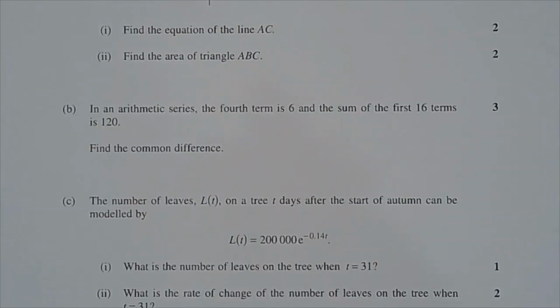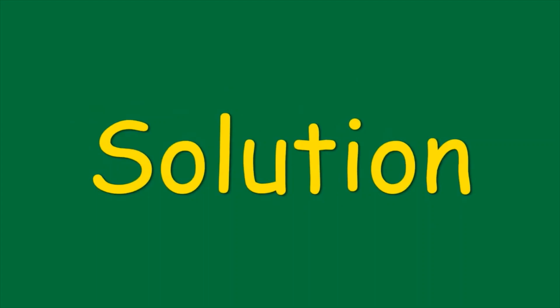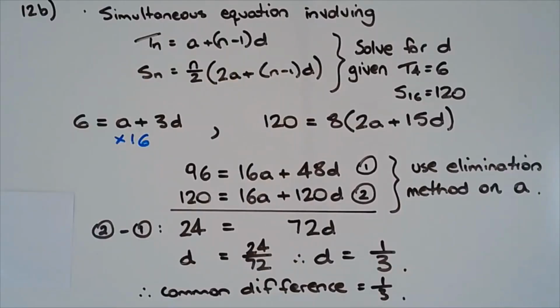Question 12b. In an arithmetic series, the fourth term is 6 and the sum of the first 16 terms is 120. Find the common difference. The solution is based on solving a pair of simultaneous equations.